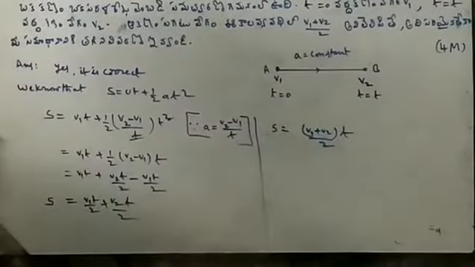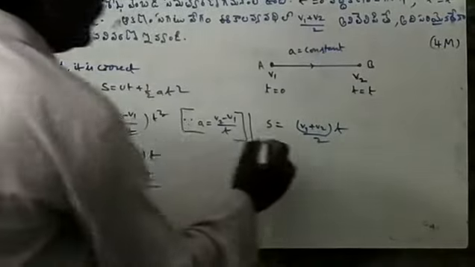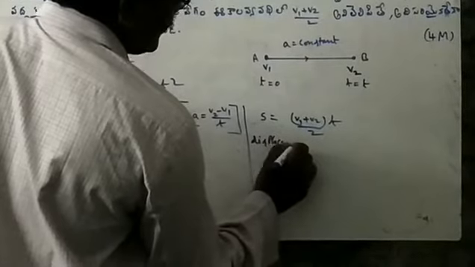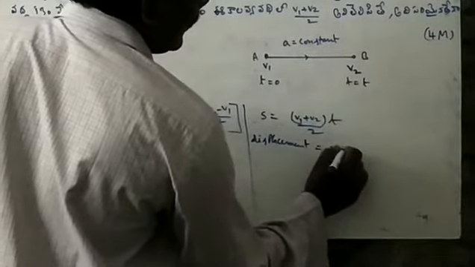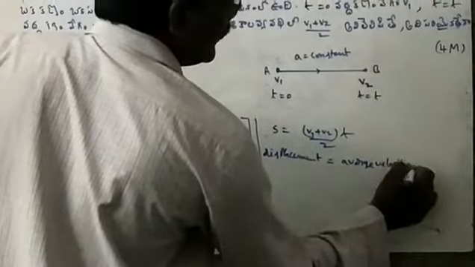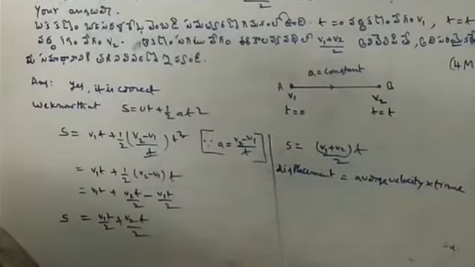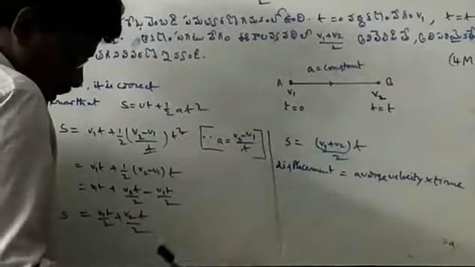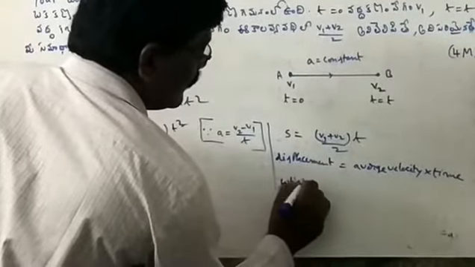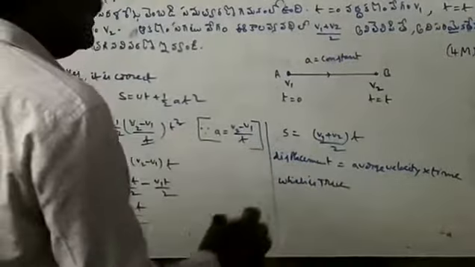In our answer, (v1 plus v2) by 2 into t. This means displacement is equal to the average velocity into time. Displacement is equal to the average velocity into time, which is a true relation.